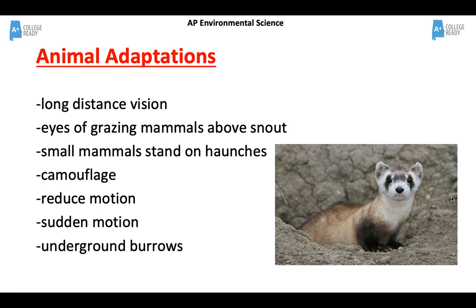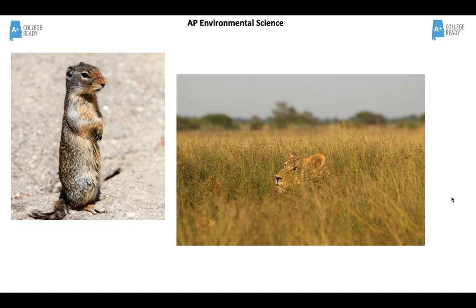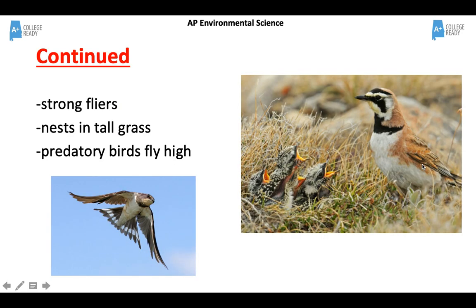They also have reduced motion where they can move super stealthily, but also have the ability to move very, very quickly if necessary to escape predators. A lot of these animals also use underground burrows as well. Since there's not really any trees or rocks or anything like that they can hide in, they're hiding in underground burrows from predators instead. So you can see a squirrel and a lion in these areas.